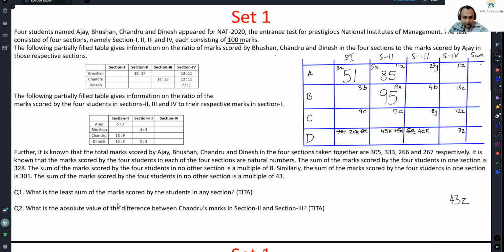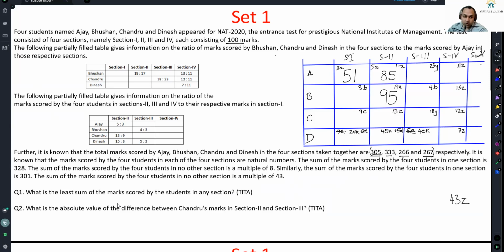Let us get to further instructions. Further, it is known that total marks scored by Ajay, Bhushan, Chandru, and Dinesh in the 4 sections taken together are 305, 333, 266, and 267 respectively. So these numbers will go somewhere here in this summation, in this column.